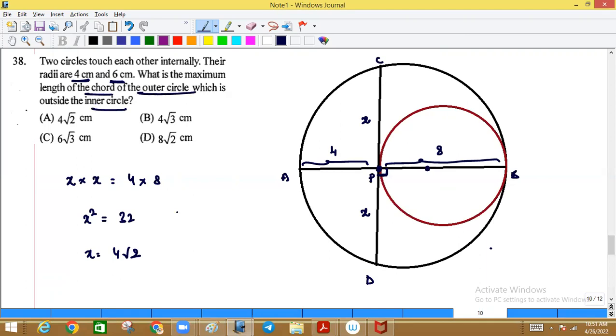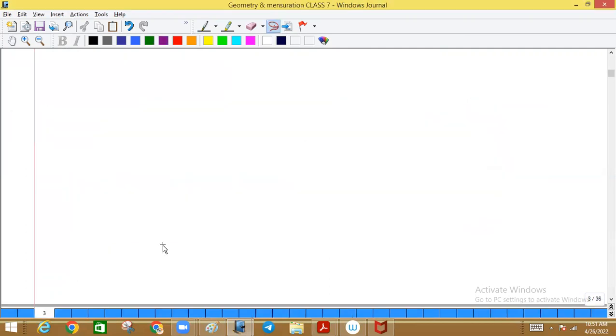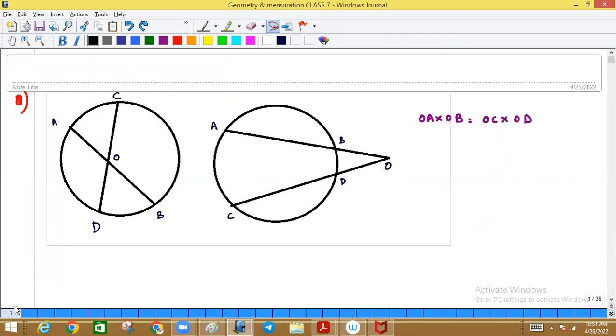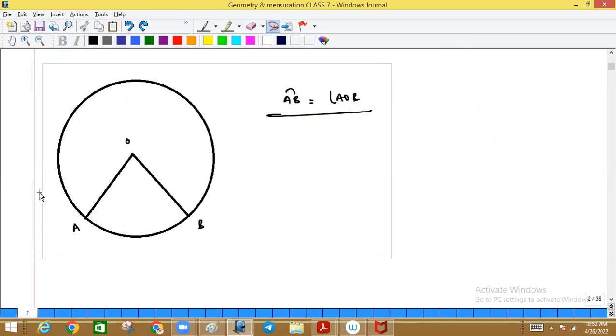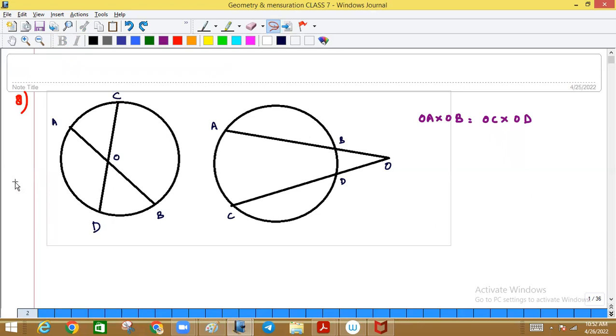He's asking you the length of the chord. Length of the chord CD, which is 2x. How much is it? 8 root 2. What is the property I am using? PA into PB, or OA into OB, is equal to OC into OD when two chords intersect internally. Okay, so I'm using this property. When two chords intersect internally or externally, it doesn't matter. It is always OA into OB equals OC into OD. If they intersect at P, we say PA into PB is equal to PC into PD.